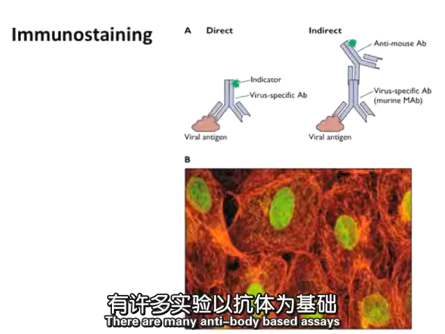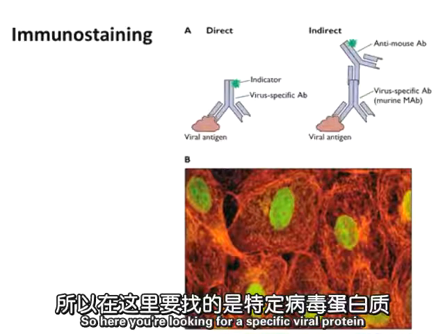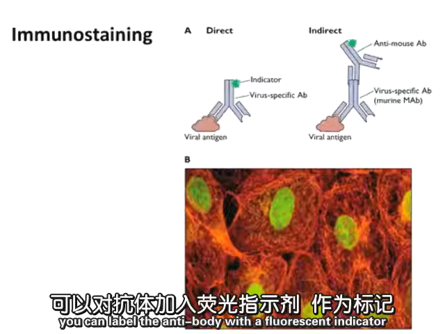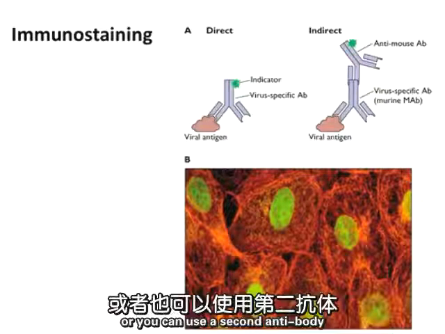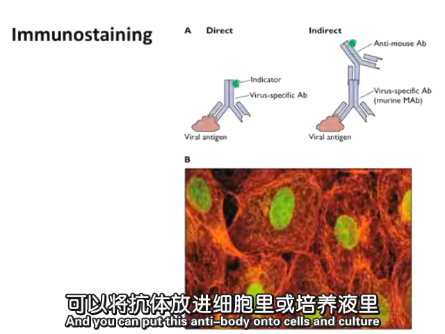There are many antibody-based assays that can be used to detect viral antigens in cells. So here you're looking for a specific viral protein, and if you have an antibody to it, you could label the antibody with a fluorescent indicator, or you could use a second antibody which is also labeled, and that second antibody is directed against the first. And you can put these antibodies onto cells in culture.